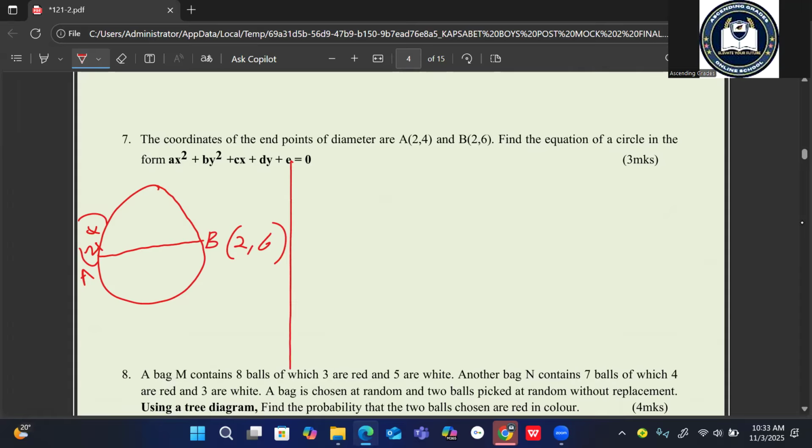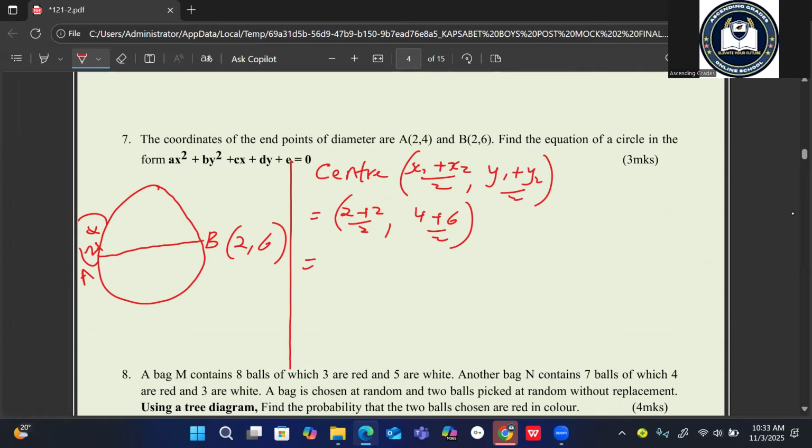The first thing that we have to do is to find the center. What are the coordinates of the center? To find the coordinates of the center, we do (x1 plus x2) divided by 2, comma, (y1 plus y2) divided by 2. So our x1 is 2 and our x2 is 2, so it will be 2 plus 2 divided by 2, then 4 plus 6 divided by 2. So this one gives us (2, 5). So that is the center.